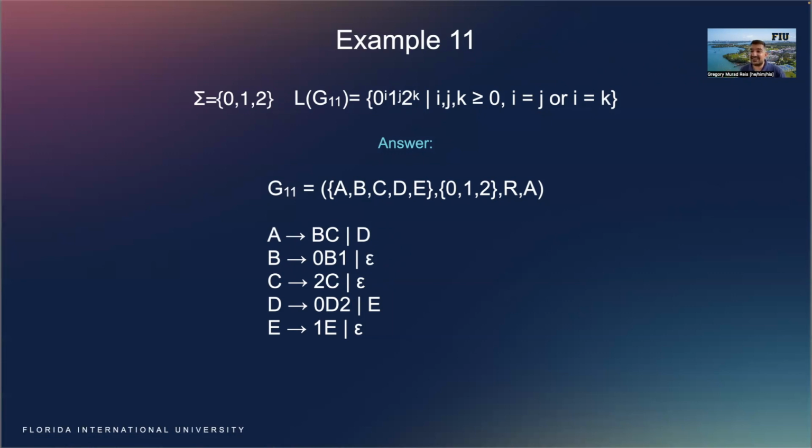Now I created a second rule to take care of the second subproblem where I is equal to K. In this case, D is 0, D, 2. So every time I add a 0, I add a 2. I guarantee that the number of 0's is equal to the number of 2's, because there's no way to produce a 0 without a 2 and vice versa. But that D can also be any amount of 1's. So I go to a second variable, E, and that E produces any amount of 1's, including empty.